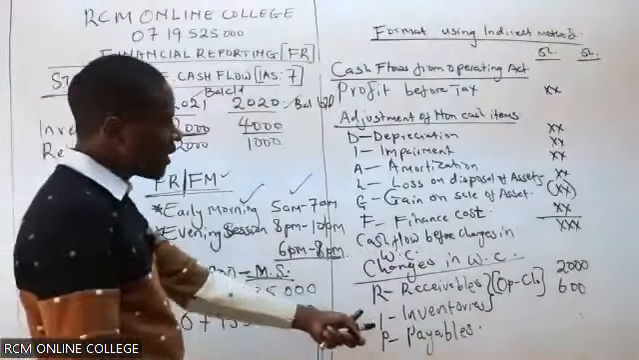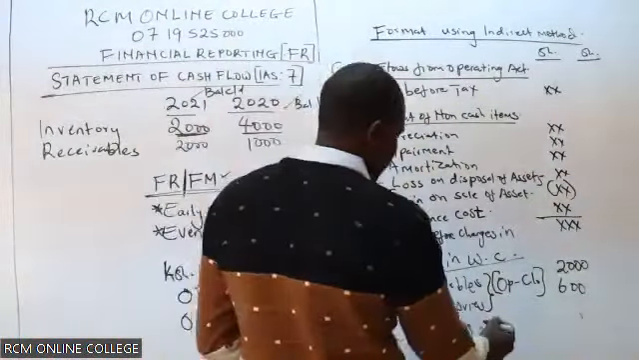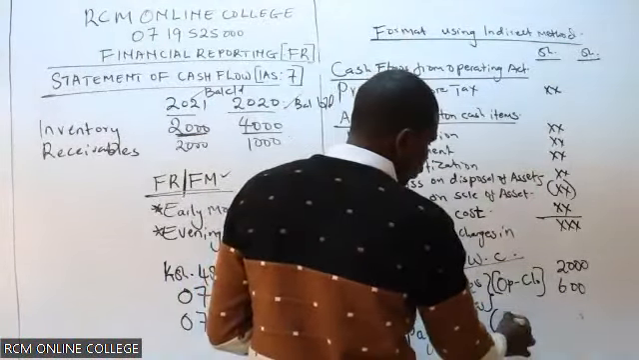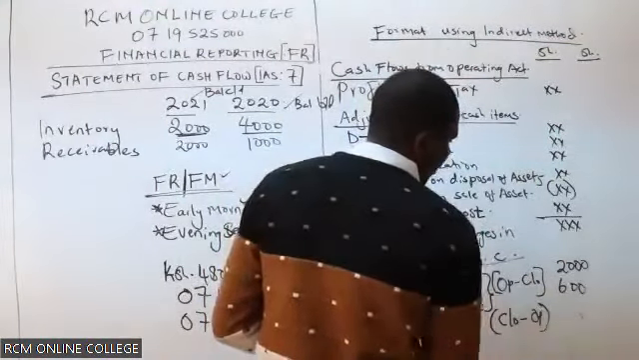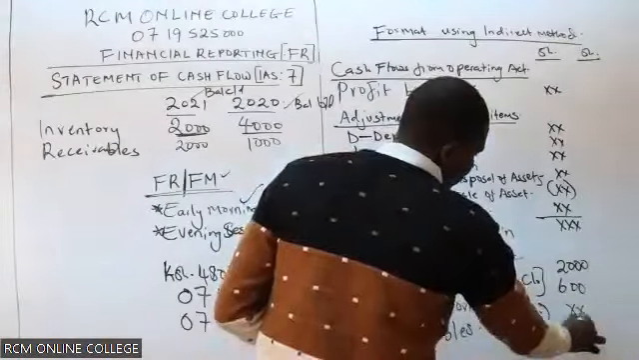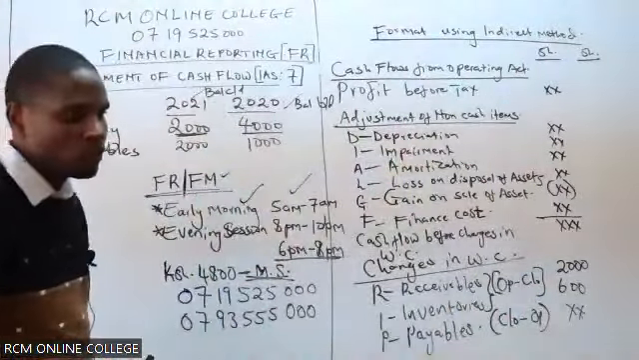So for the payables, please, we do the opposite: closing minus opening. Closing minus opening. And whatever you get, you just place it at that point.